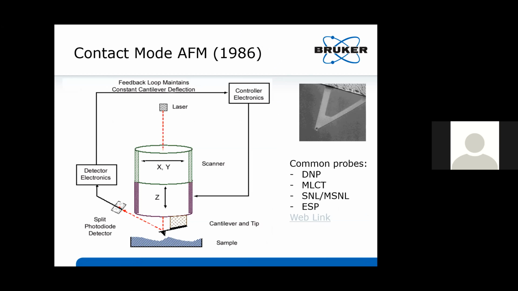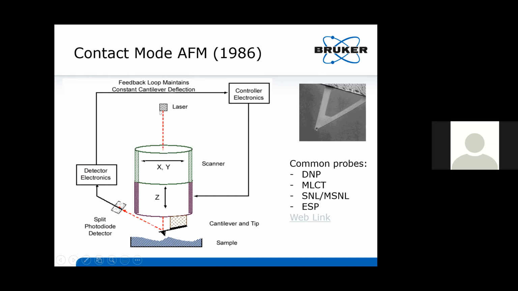So this is contact mode. Contact mode has been around a long time. It's a relatively easy mode to run. It's really the first commercial mode, in the late 80s. And the idea is quite simple, really. The cantilever is in contact with the sample the entire time, and it drags across the surface.